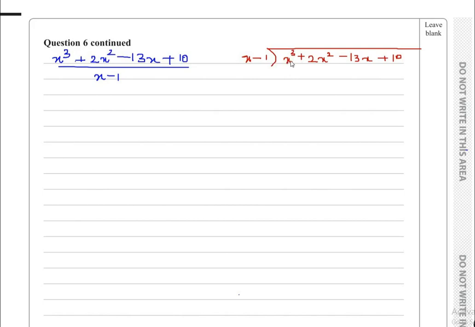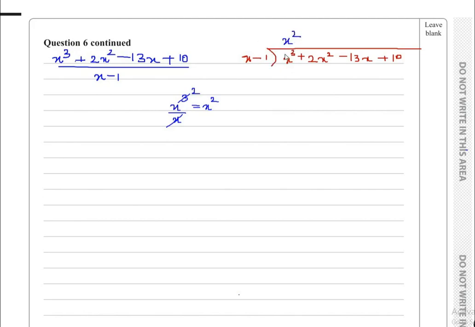So the way we are going to do it is, we are going to take x cubed first and then divide it by the first term, x. So we get the term x squared because 1x from here and 1x from here cancel. So x cubed reduces down to x squared. So here we get the quotient as x squared.